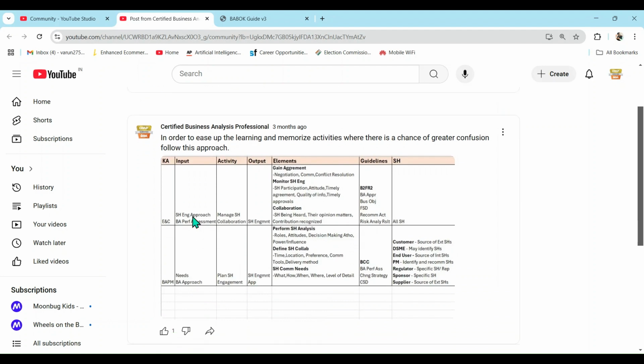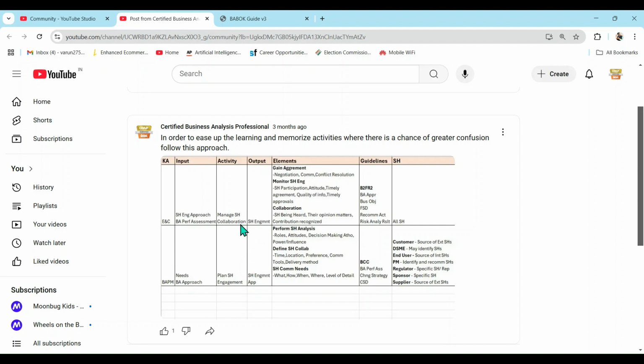So you can see the activities which are of greater confusion. There you can create a table format, and you can jot down each and every aspect of the activity, which will definitely help you to memorize things. Like in this case, manage stakeholder collaboration and plan stakeholder engagement. Those seem to be similar activities, but when you go into the elements you will find the difference.